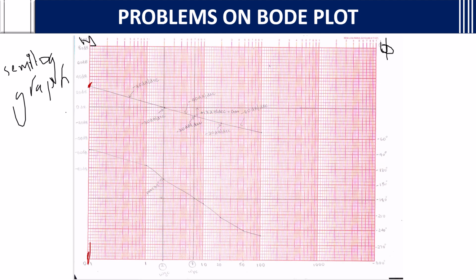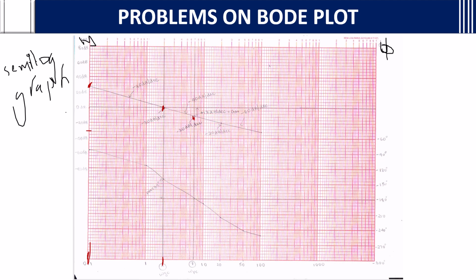Then for 2 you will get 0 dB, so it is mentioned at 0 dB. Then for 20 you will get minus 20 dB, somewhat here. Then minus 34 dB for 100, somewhat here. Approximate values you can put, because between 20 and 30 you will get somewhere after 30 if you put, that is nothing but 34.